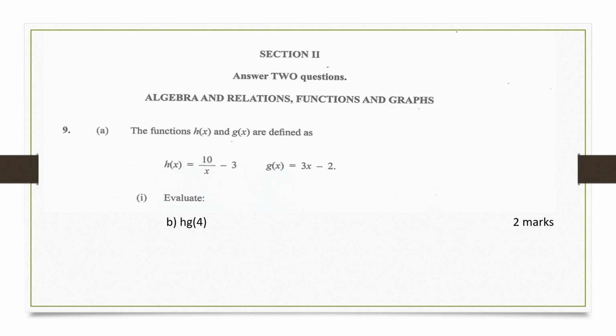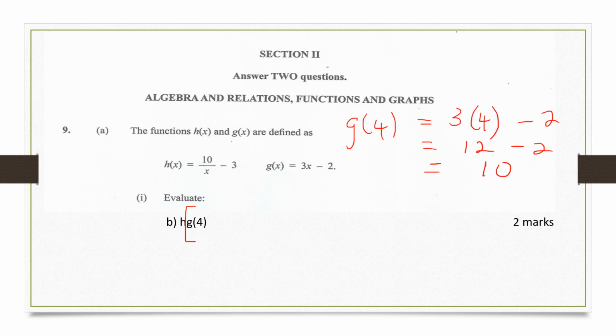Now we're looking at B, h of g of 4. So you'd remember that in the previous question we had worked out g of 4 and the answer was 10. So we now have to use that value because this is a composite function. You usually work out the inside first, which is g of 4, and we have worked that out here. So now we're going to take that and find h of 10.